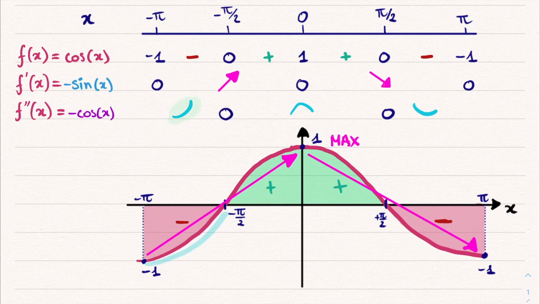Looking at the curvature, we indeed see that it starts out convex, switches to concave exactly where it crosses the x-axis, and then becomes convex again at pi over 2, also exactly what we found. This shows the strength of function analysis.